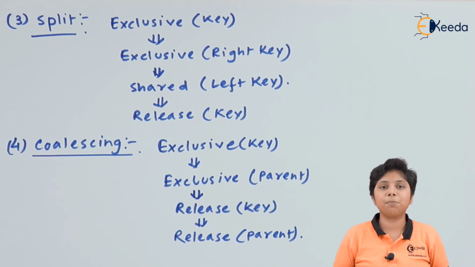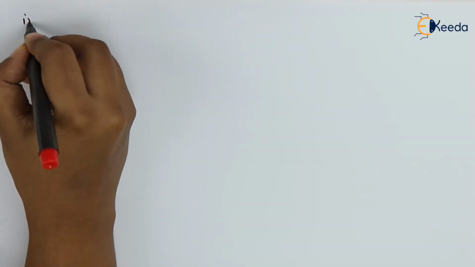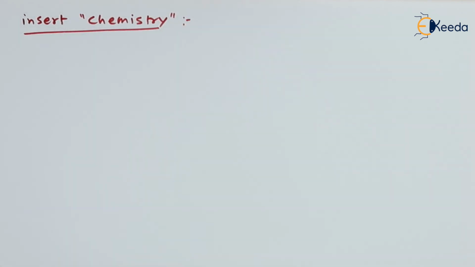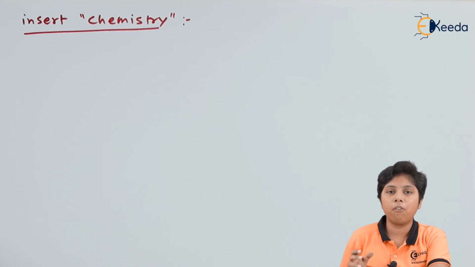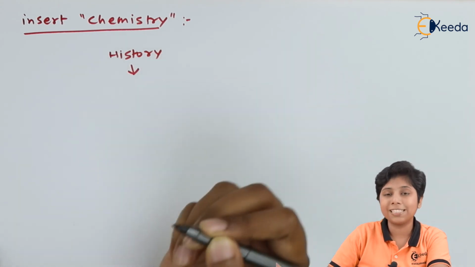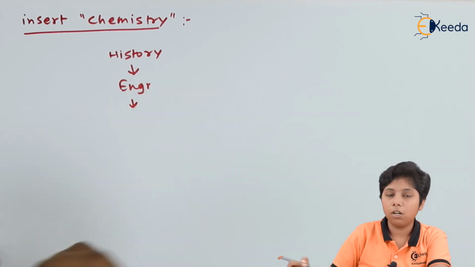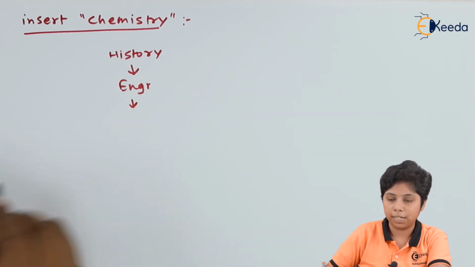So now we have this B plus link tree, and we will insert into the B plus link tree that we have used and then perform a lookup on it. Let us first insert chemistry in our original B plus link tree that we have described. If we can recall, we had history as a root node, with engineering as the left node, and in the leaf node we had biology and computer science.